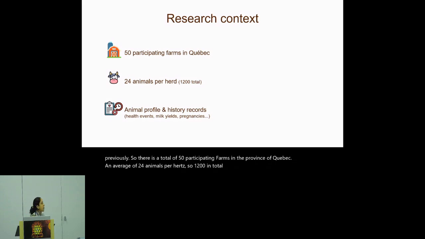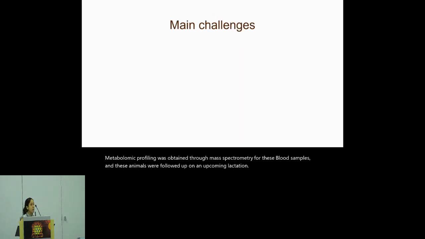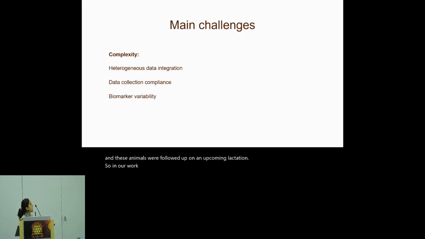For these animals, we had access to their current profile and their history records, so the health events that were registered for them, their milk production, the milk quality, number of pregnancies, and such. Blood samples were collected at the dry period, which is the period between a previous lactation and the next one. Metabolomic profiling was obtained through mass spectrometry for these blood samples, and these animals were followed up on an upcoming lactation. So in our work here, we can summarize our main challenges.